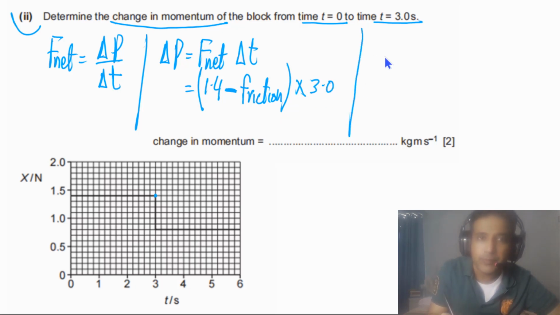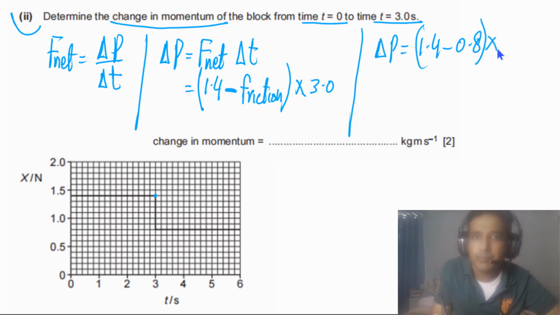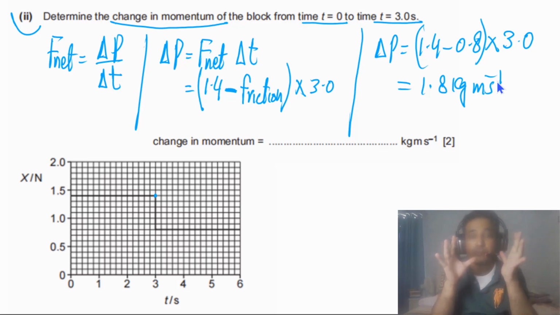Now we can simply plug in values. Delta P in this case is equal to net force, that is 1.4 minus the friction, that is 0.8, multiplied by the time for which we applied the force. The beauty of this is, if you throw something like this, change in momentum will be small, but if you throw something like this, change in momentum will be greater because you apply the same net force for a longer time. Time is given to us, that is 3 seconds. If we multiply, we will get 1.8 kg m/s. The beauty of physics, physics in action.